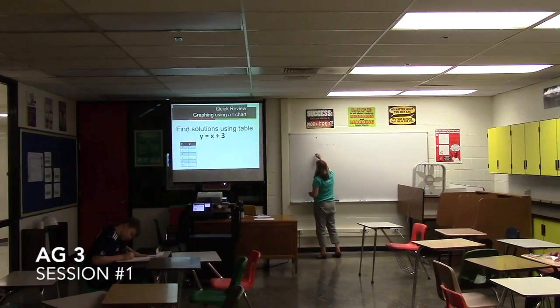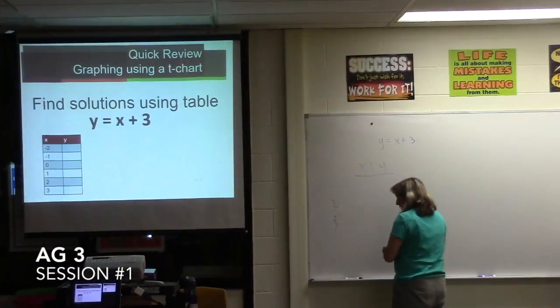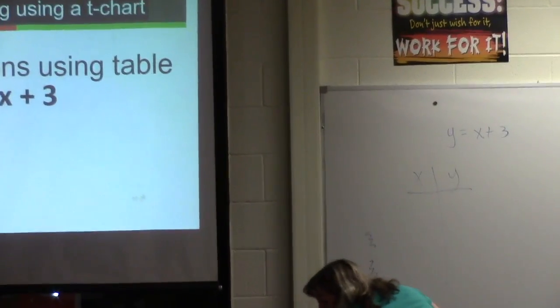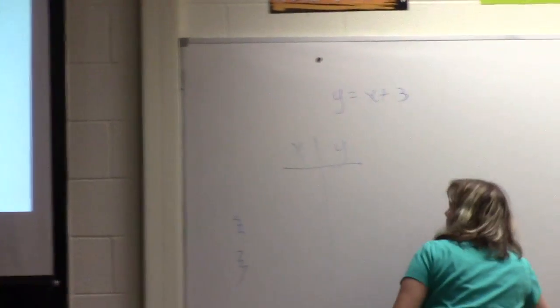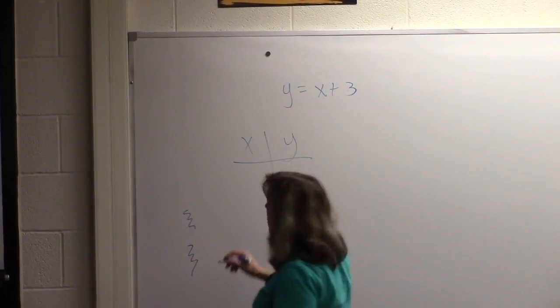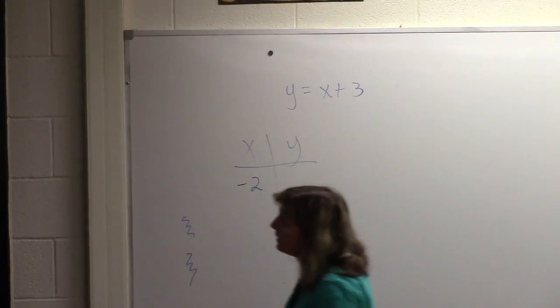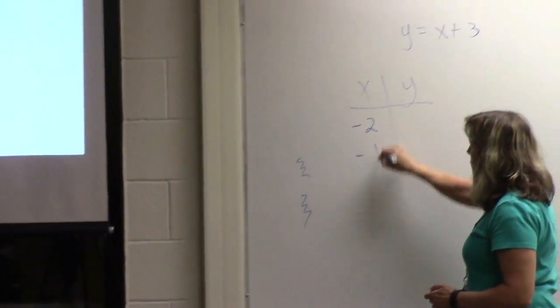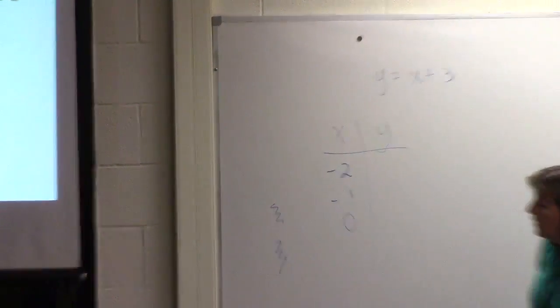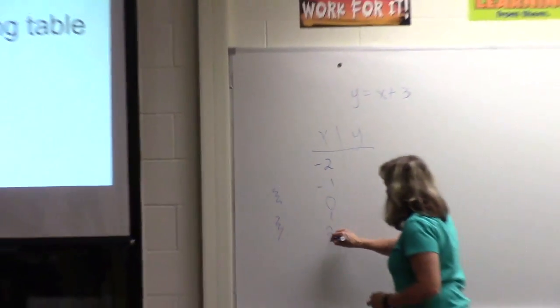Chart here. And we've got some values. We have -2, -1, 0, 1, 2, and 3.